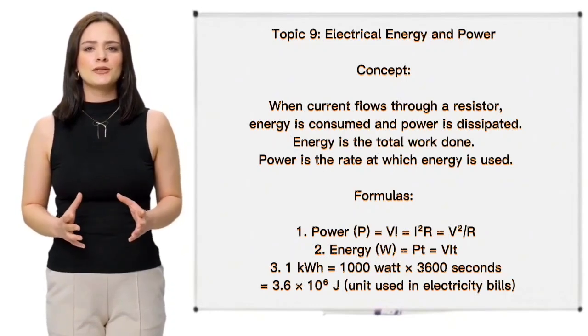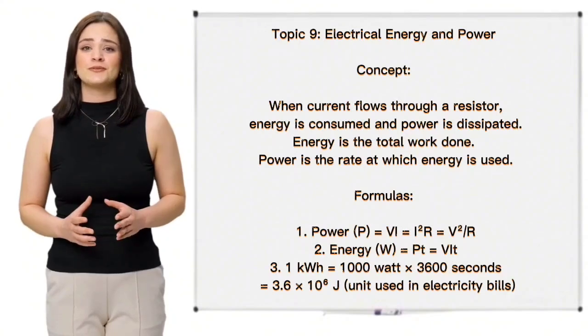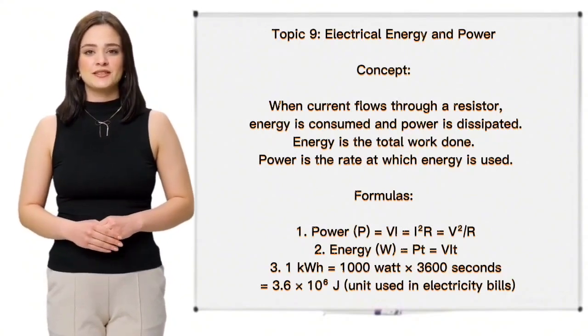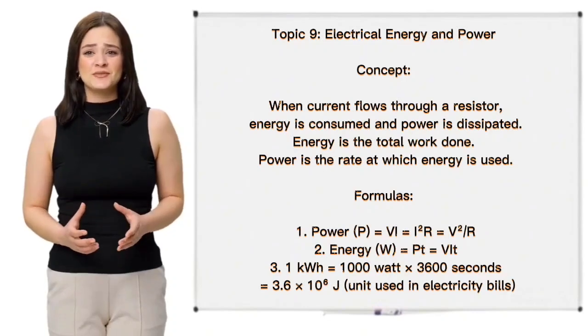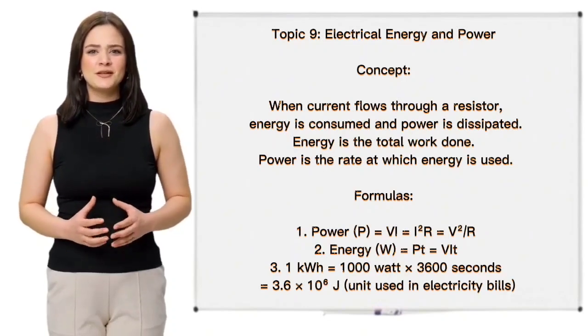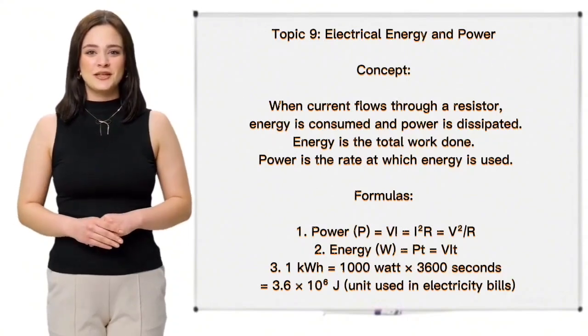Energy is the total work done. Power is the rate at which energy is used. Formulas. 1. Power: P = VI = I²R = V²/R. 2. Energy: W = Pt = VIt. 3. 1 kilowatt-hour = 1000 watt × 3600 seconds = 3.6 × 10⁶ J, the unit used in electricity bills.